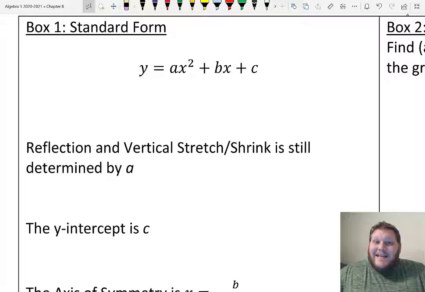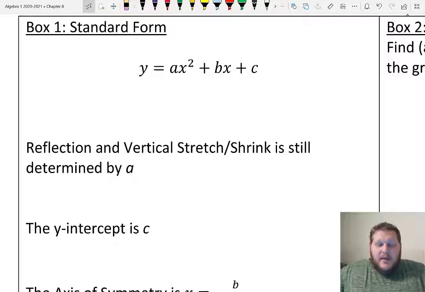In my equation, my c value, my constant, is always my y-intercept, because we know a y-intercept is when x is 0. My x value, I'm not moving left or right at all. So if I let my x value be 0, all of the other terms go away except for c. So my c value in my equation is always my y-intercept.